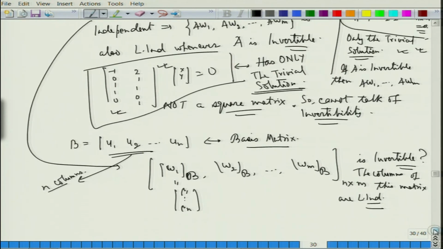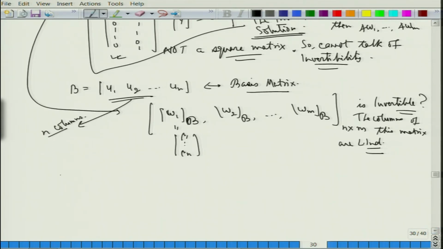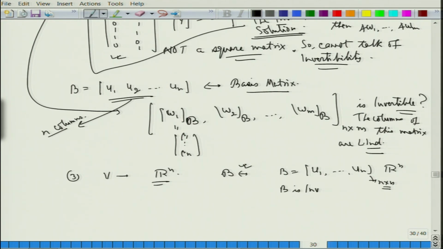In particular, the third part that I would like to say here is that if, in place of V, I start with Rn itself, and I have B as a basis, corresponding to B I have this matrix u1 to un, everything here is now in Rn. So this is an n cross n matrix. Since it is coming from a basis, it is invertible, B is invertible.